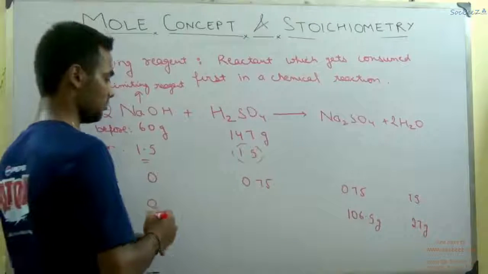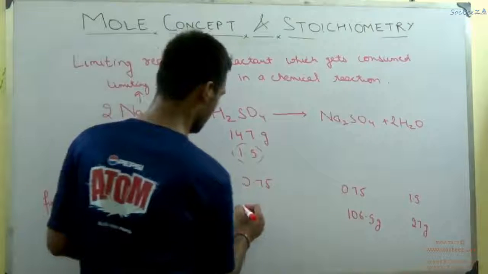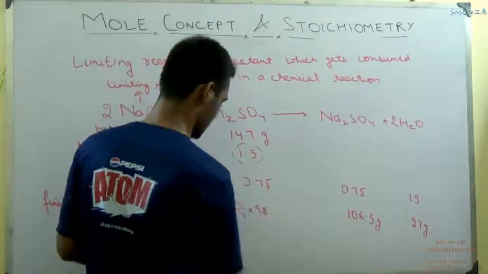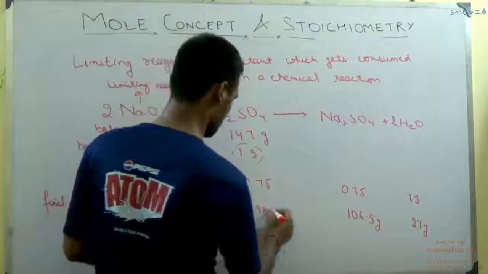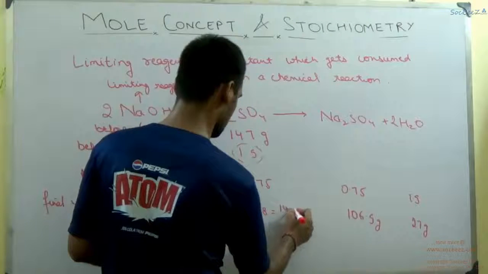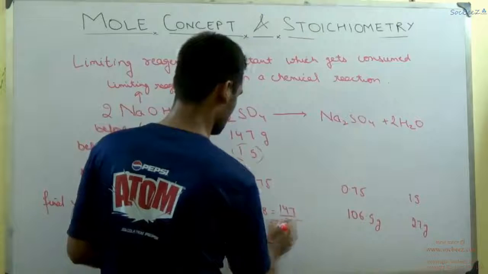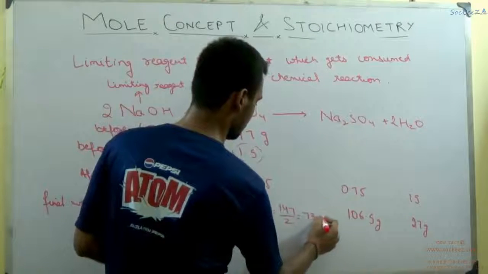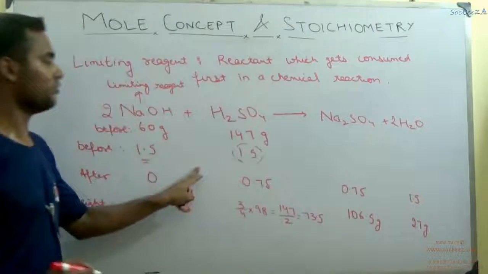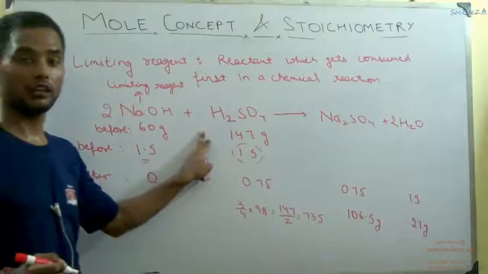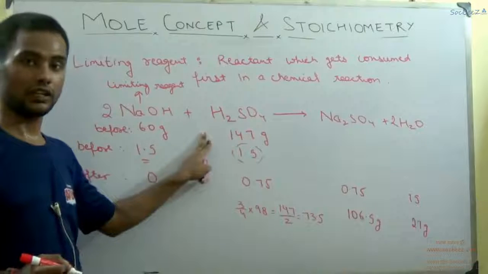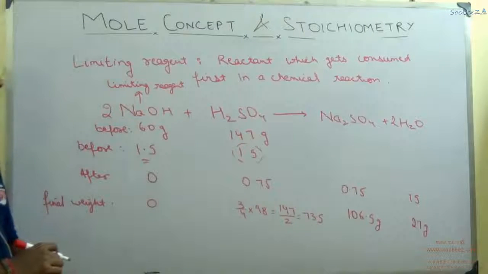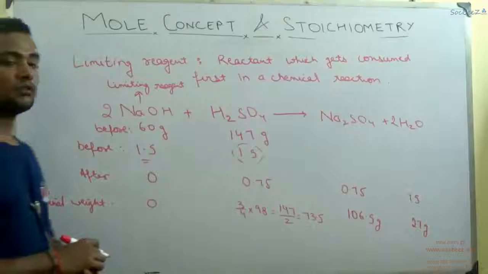And for H2SO4, this will be 147 by 2, that is 73.5. So 73.5 gram of H2SO4 will be left in the reaction. Okay, so this was the concept of limiting reagent.